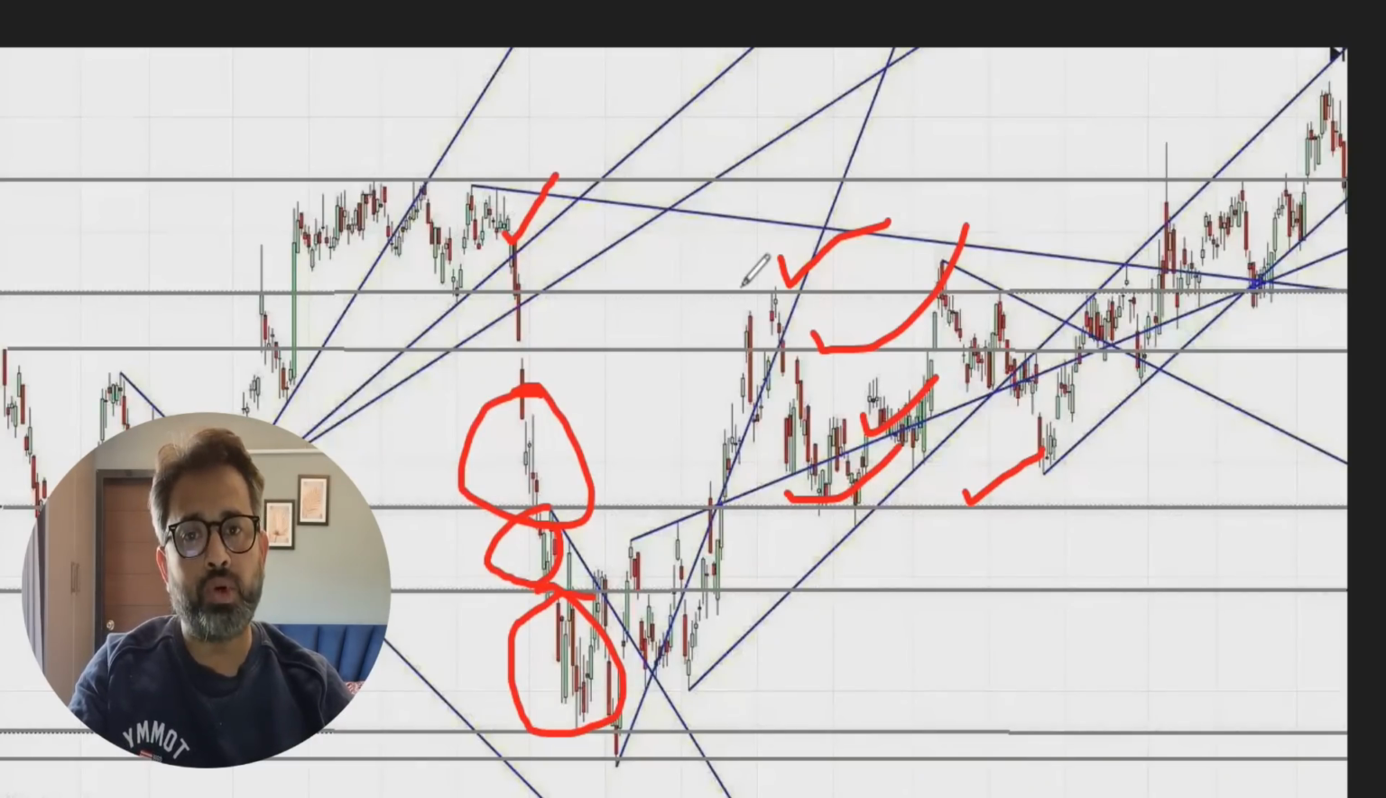So support and resistance started working only after I gained the knowledge of how to properly mark support and resistance on my chart, when you have to give more importance to support and when you have to give more importance to resistance. After learning all this, support and resistance started working. And that is what I'm going to discuss in this video: how to draw proper support and resistance levels on your chart.